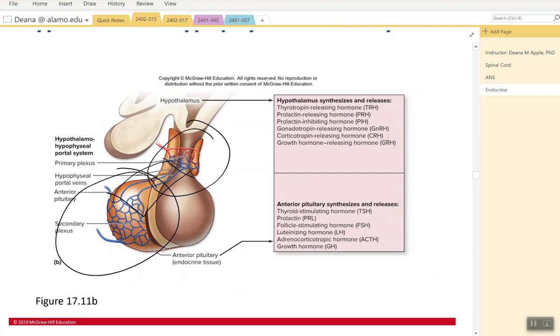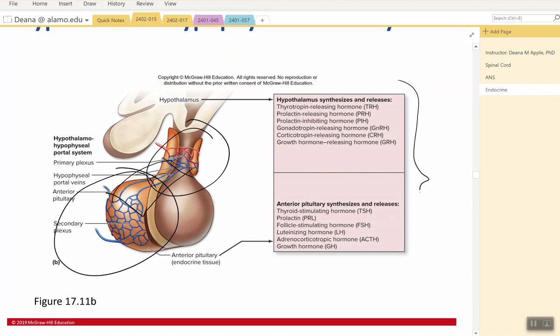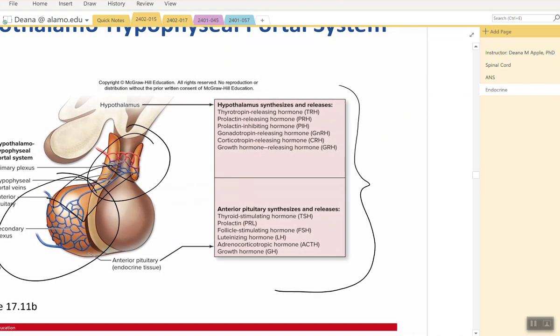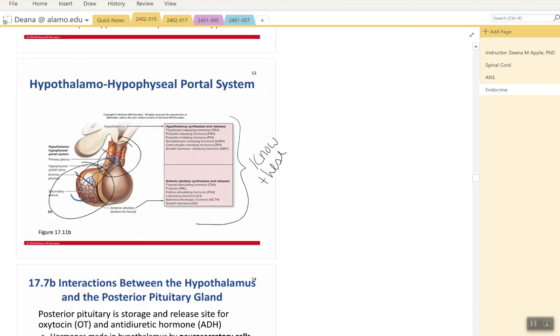So this is a list of hormones made by the hypothalamus and by the anterior pituitary. Know these hormones. We're going to talk about most of these as we go through this lecture. Just giving you a heads up, this is a good summary of those hormones. Know what these are.